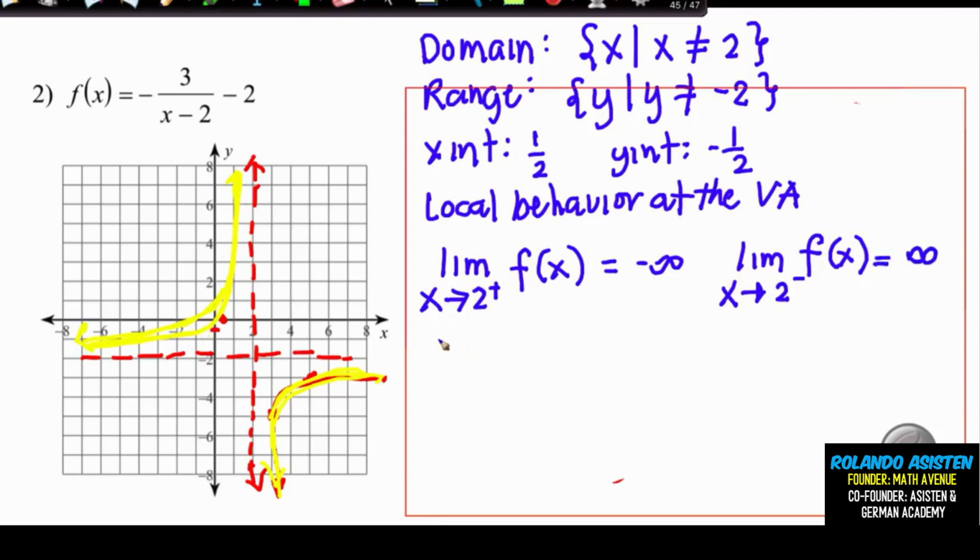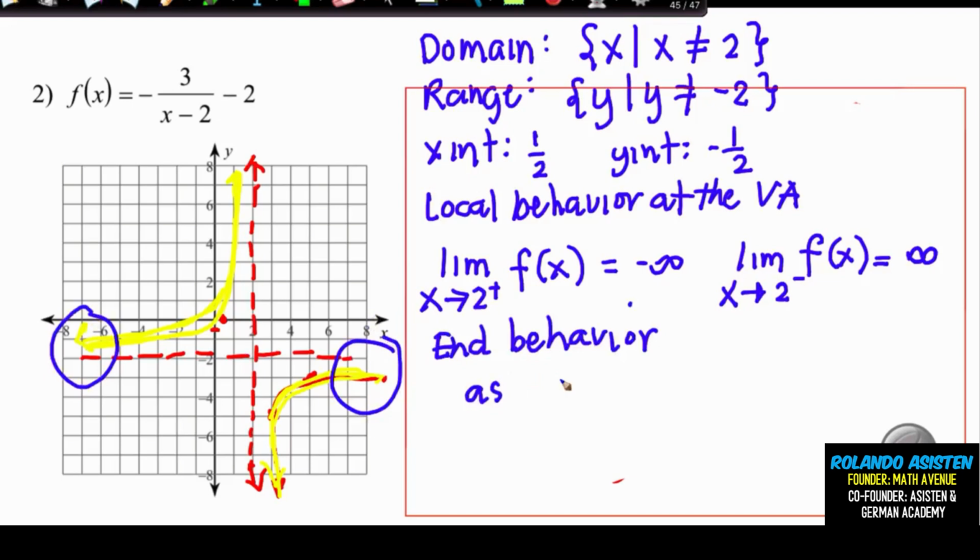And then for our end behavior, we look at the behavior here. As x approaches positive and negative infinity, f of x approaches this horizontal asymptote y equals negative 2. So far this is our analysis for this rational function. Let's go to the next one.